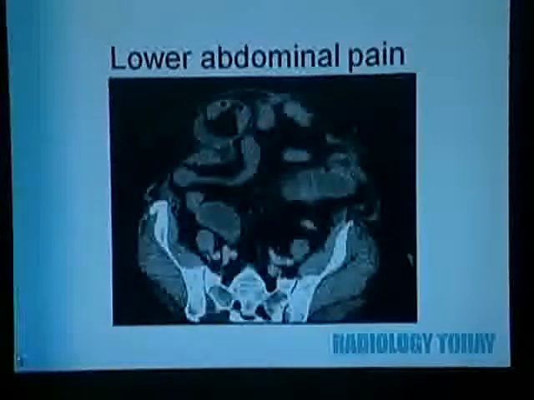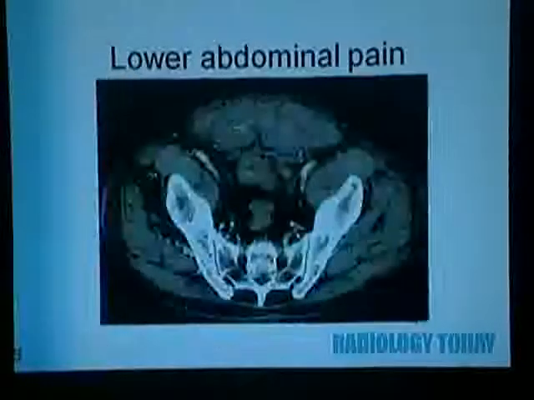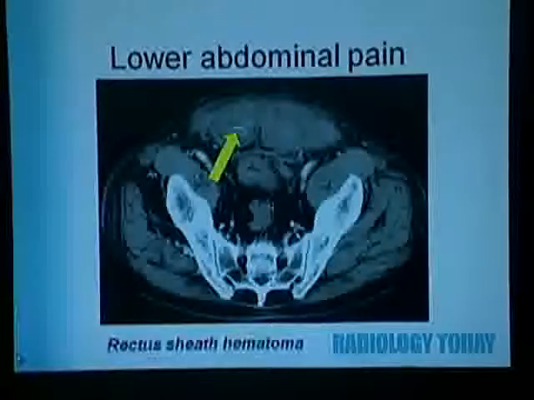Here's another case of obstruction, this time caused by a ventral hernia. So not only is the CT good for looking at the bowel, but you can see that it's pretty good at looking for the abdominal wall, hernias and such. This is another case of abdominal wall pathology. The patient had acute lower abdominal pain. The CT was actually obtained to look for acute appendicitis. They were on Coumadin, and this turns out to be a rectus sheath hematoma, quite a large one, with an area of acute extravasation of contrast delineated by the yellow arrow.